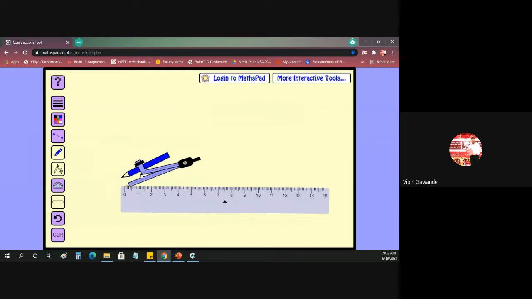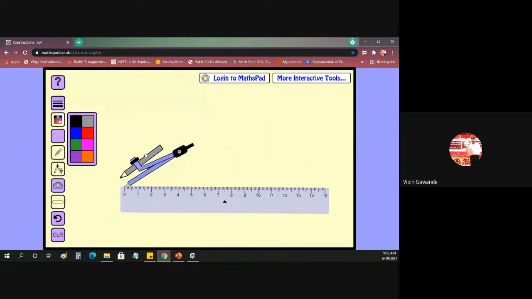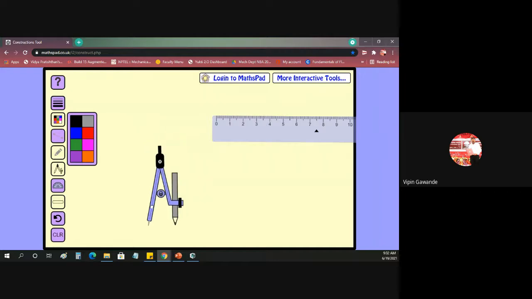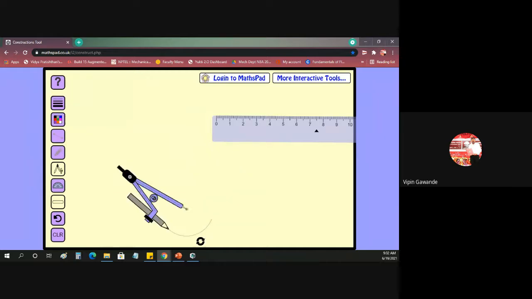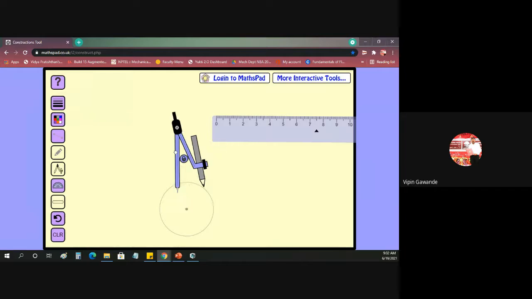So I am taking some radius distance in the compass. Let me first change the color. So for the cone, again I am taking 2 centimeter distance in the compass, and I will construct here. Let me take it some downward. So this is the circle. I'm drawing it with faint construction.